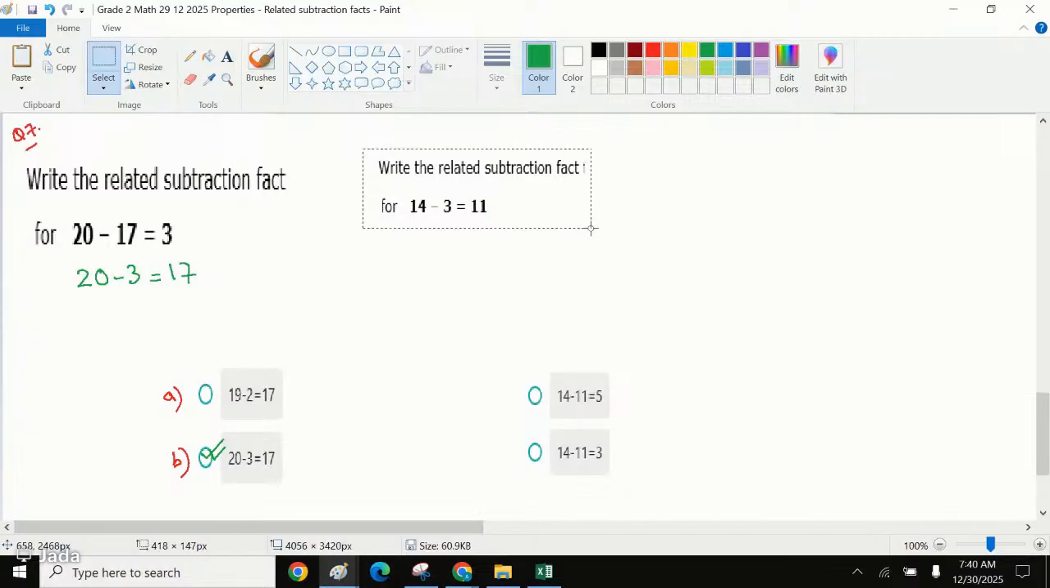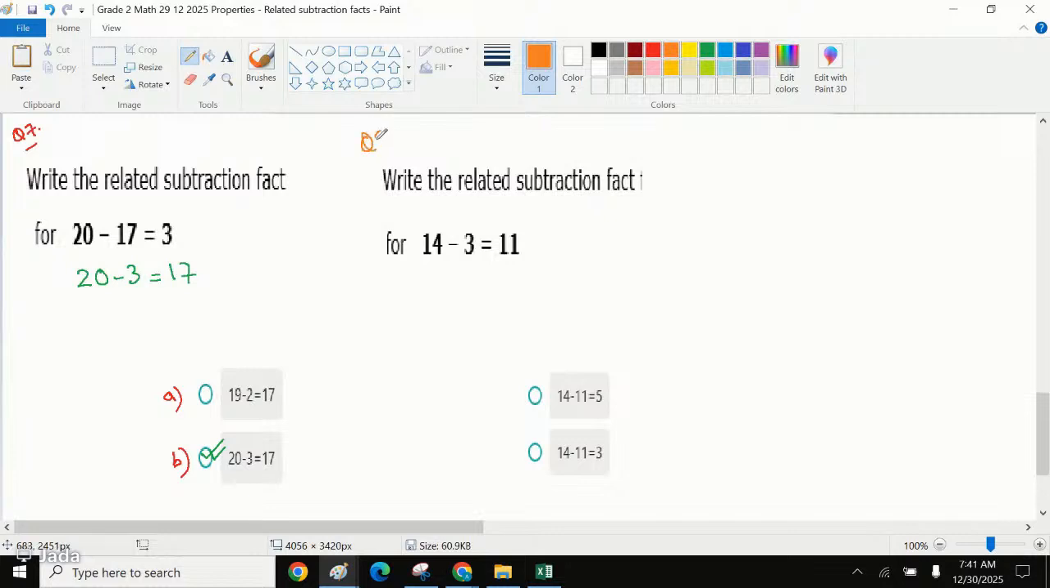Okay. Question number 8 says, write the related subtraction fact for 14 minus 3 is 11. The easiest way to find the answer is to look at the two options. Option A has a 5 in it, but we do not have 5 in the question given to us. If it's a mismatch, we can already say it's not possible, because 5 is not there in 14 minus 3 is 11.